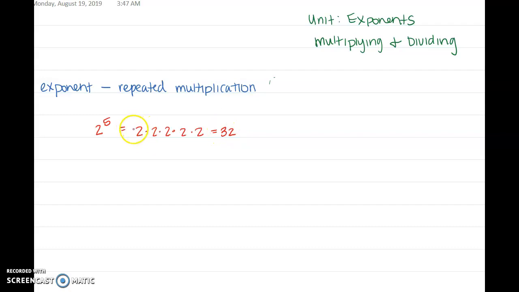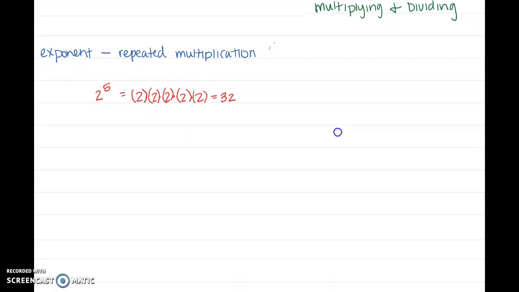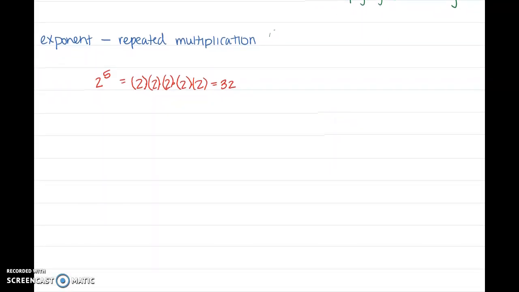Remember, you can write multiplication with the x, but we usually don't do that. You can write it with dots, or you can write it with parentheses like this. Our main focus today is going to be dealing with multiplying an exponent.